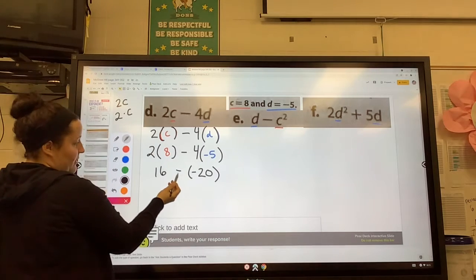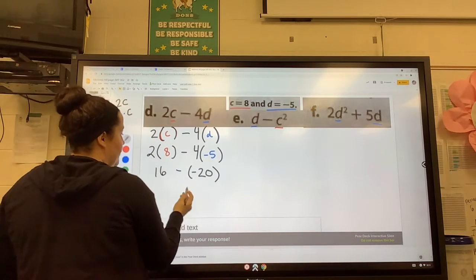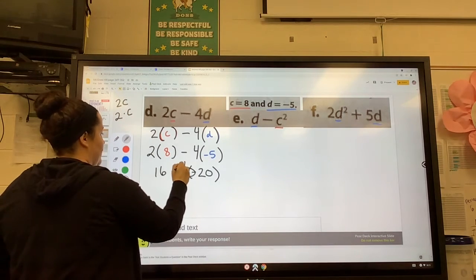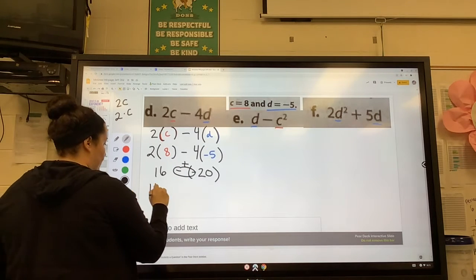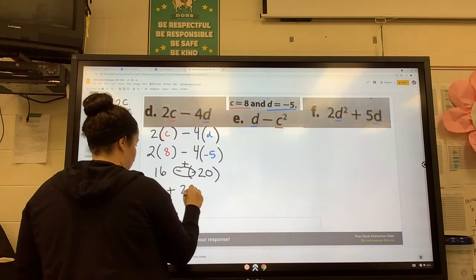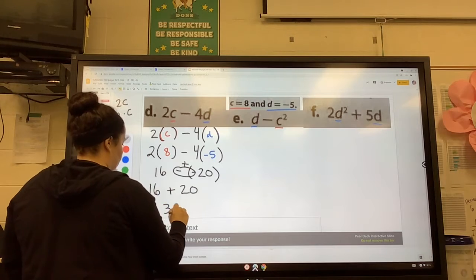And the reason why I did parentheses is because when you're subtracting a negative, those two cancel out to become a positive, right? You add the opposite, that becomes 16 plus 20, which is 36.